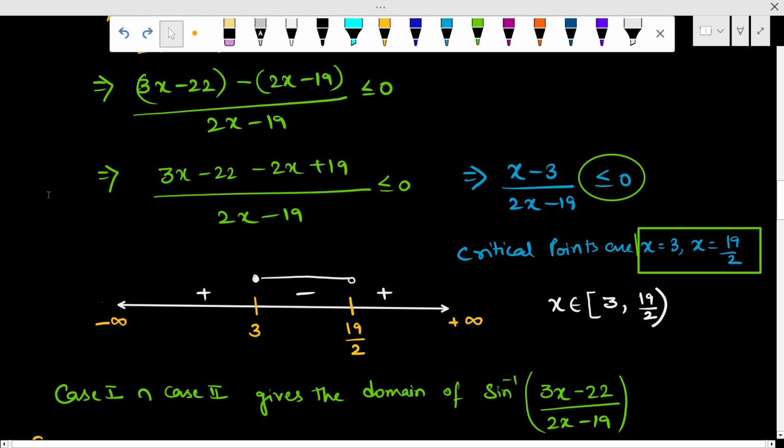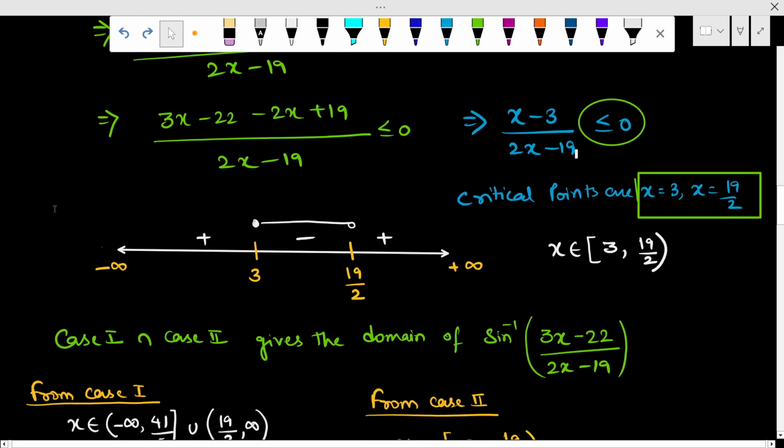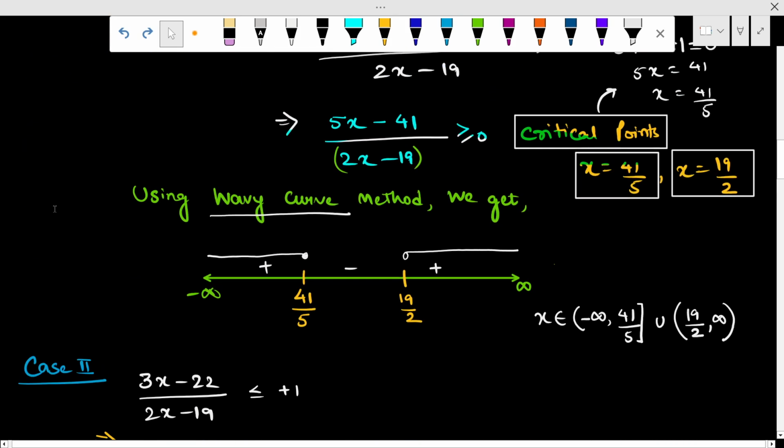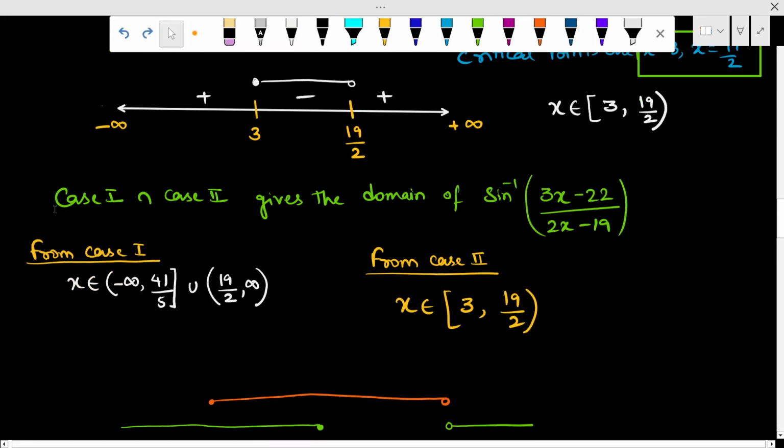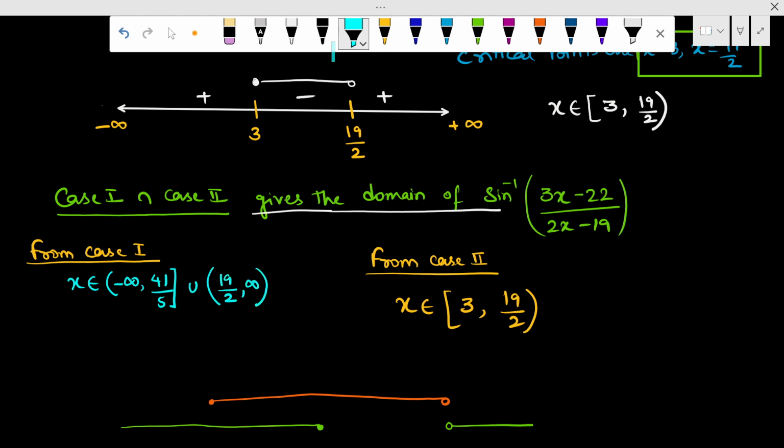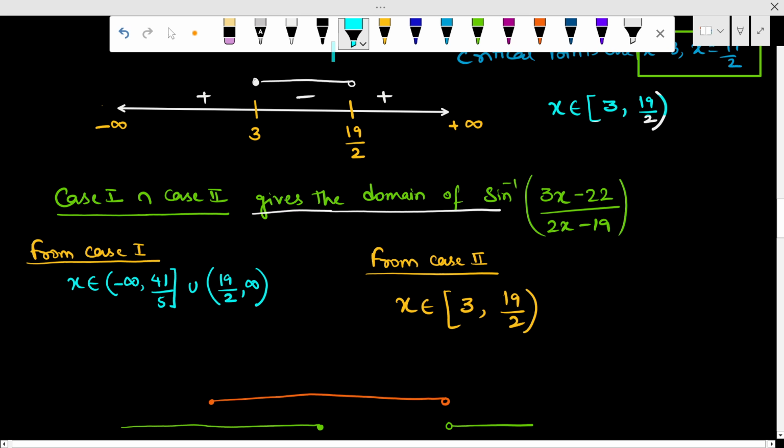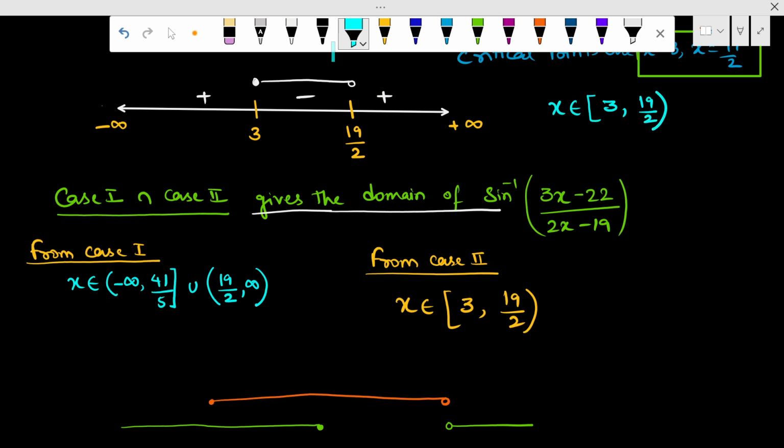Okay, now we have found case 1 and case 2, right? Case 1 intersection case 2 gives us the domain of sine inverse of (3x minus 22) by (2x minus 19). From case 1 we have x belongs to minus infinity to 41 by 5 union 19 by 2 to infinity, and from case 2 we have found that x belongs to the closed interval 3 to open 19 by 2.